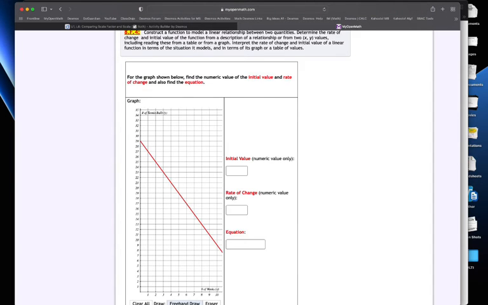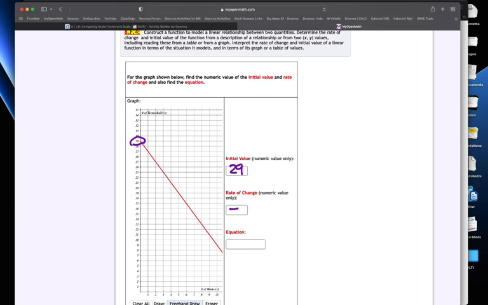Sometimes we're given graphs where we can tell by the x and y axis that there is some context to this problem, and we're asked for initial value, rate of change, and equation. Well, we can see from the graph right here that the initial value is 29. Because our graphed line is going in the downward direction, we automatically know that the rate of change has to be negative. Lines that go uphill from left to right have a positive rate of change. Lines that go downhill from left to right have a negative rate of change.